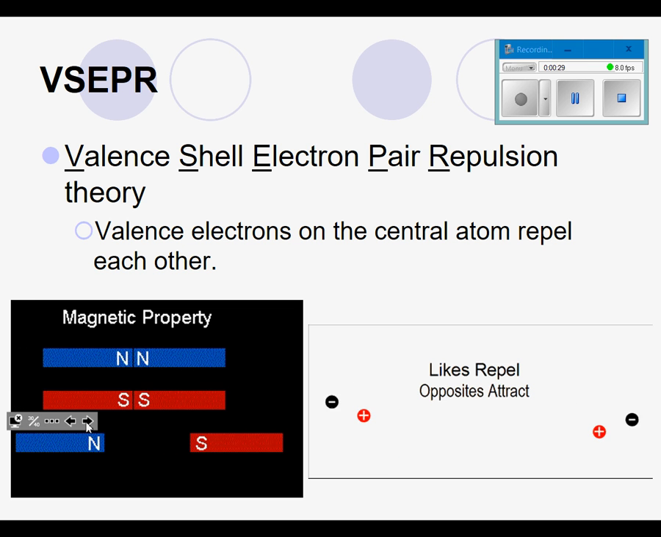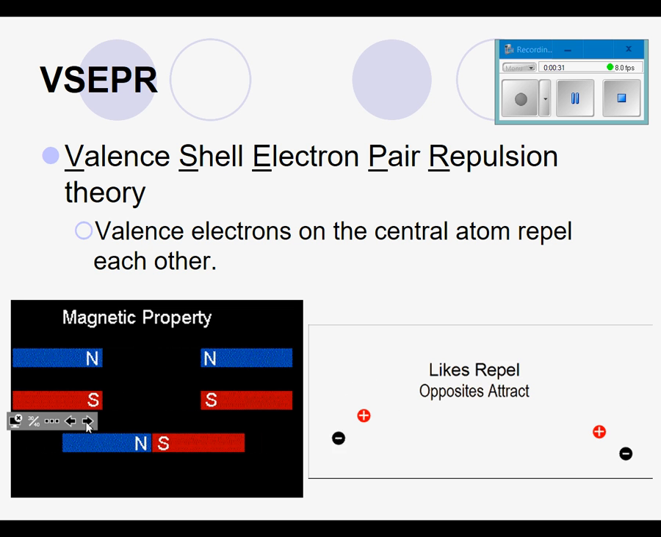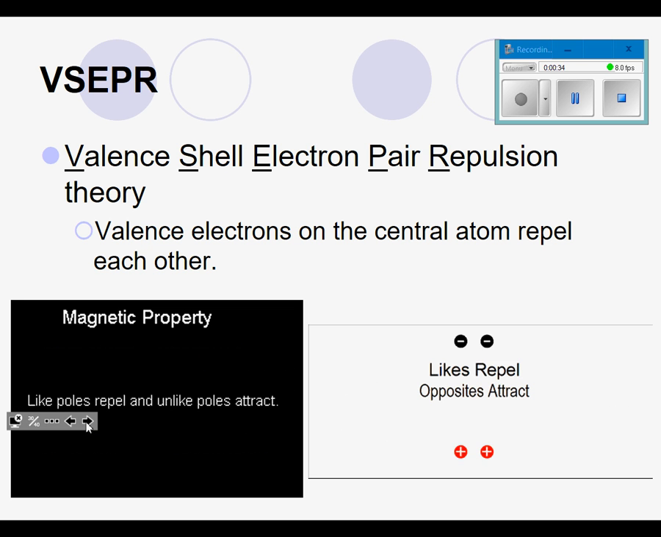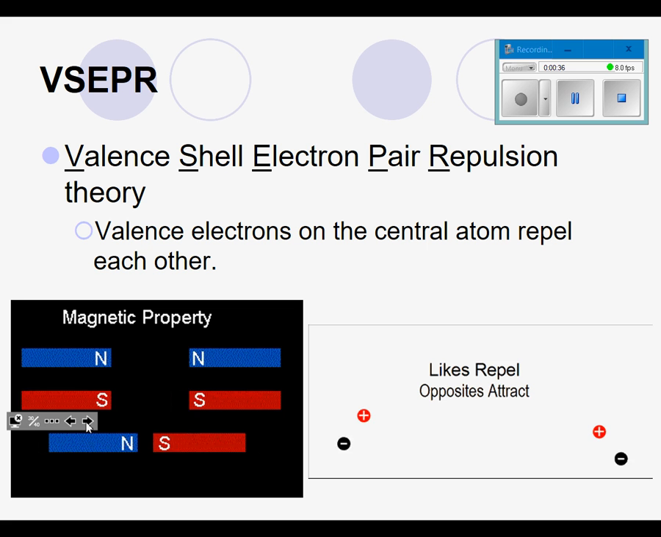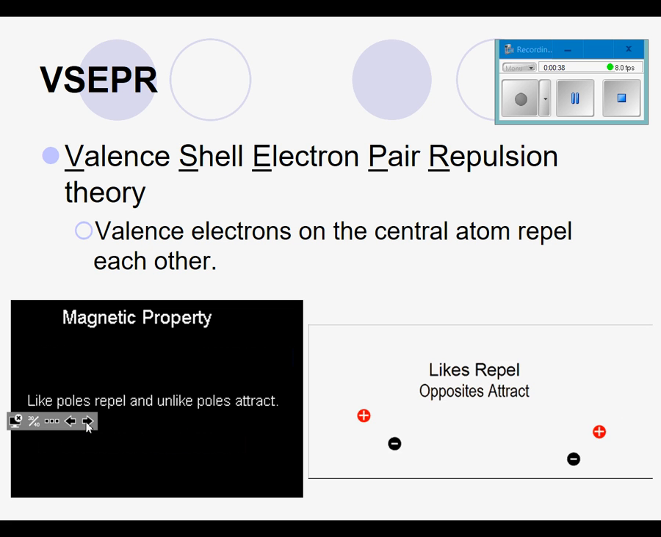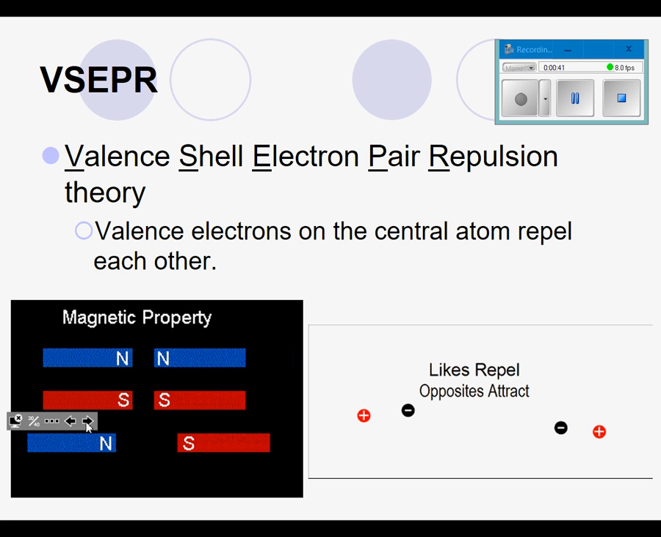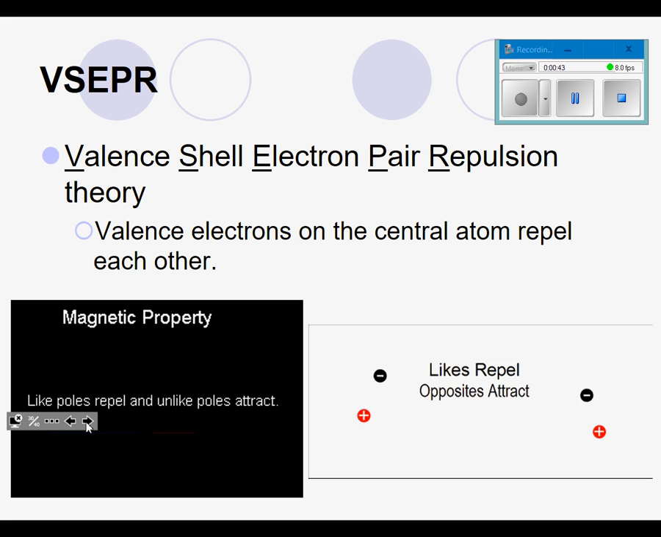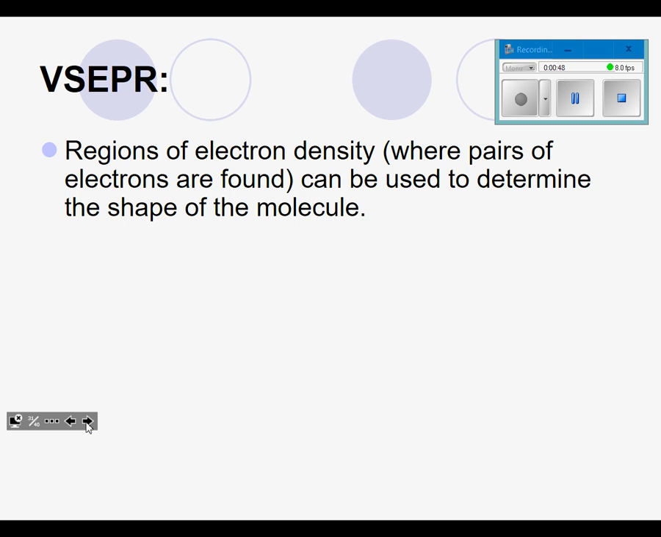And that is because like charges are going to repel and opposites attract. So that's why the electrons will go around the nucleus, is because the electrons are negative and the nucleus is positive. But the electrons want to push away from each other, okay, a lot like magnets. All right. Now, regions of electron density are where pairs of electrons can be found, and they can be used to determine the shape of the molecule. So that's really what the VSEPR theory is primarily for, is to determine the shape of a molecule.